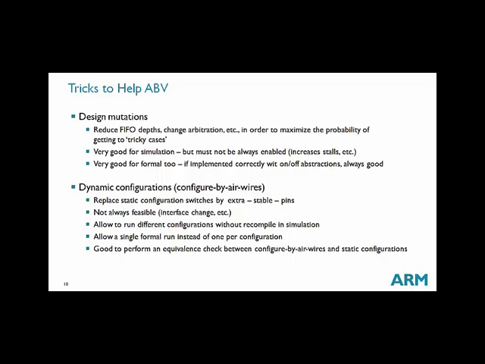So the advantage in formal is that the formal engine will figure out which value of the configuration parameter must be set so that we can show a bug, if there is a bug. In simulation, this is very useful too, because we need to compile only once, and then with the same image, we can run the different configurations.